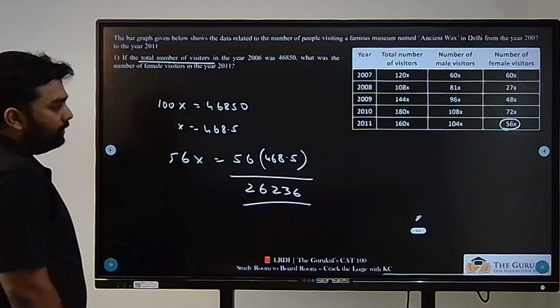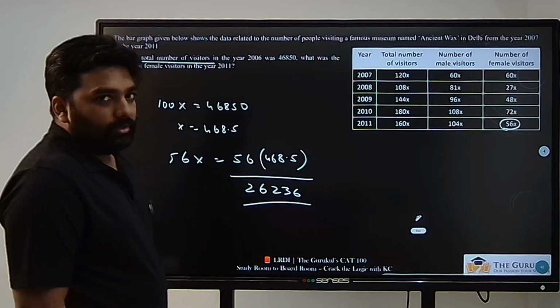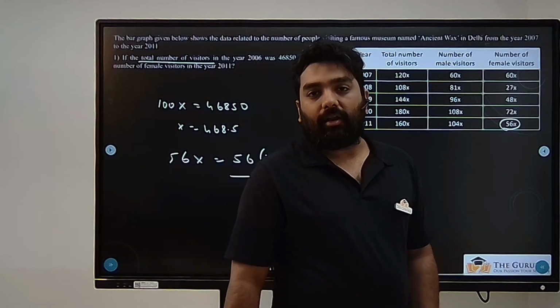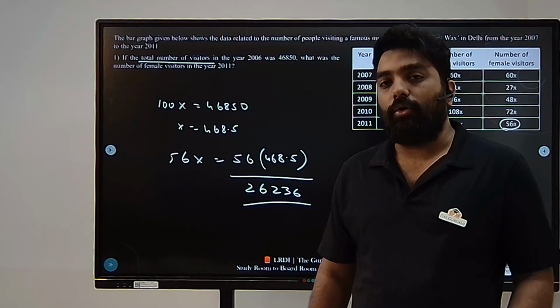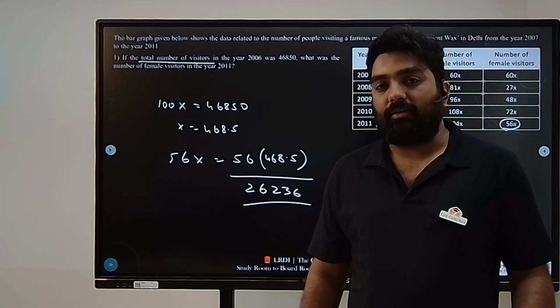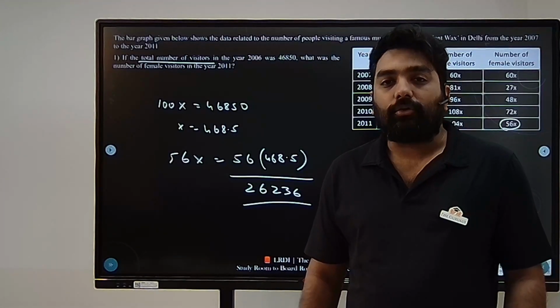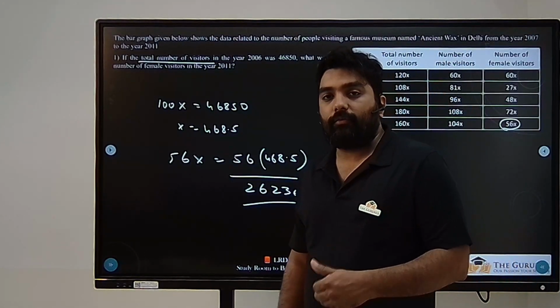It will be 26236. Why? Because if you are having any data interpretation question in the non-CAT exams, it won't be with very lengthy calculations, because they don't expect you to do the calculation part in the exam. They want you to solve logically. But what happens in the CAT exam is they already know you have a calculator, so they expect you to use it also. That depends on the exam which we have calculator or don't have calculator.